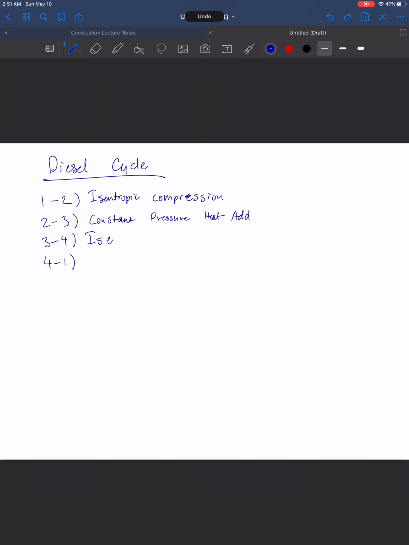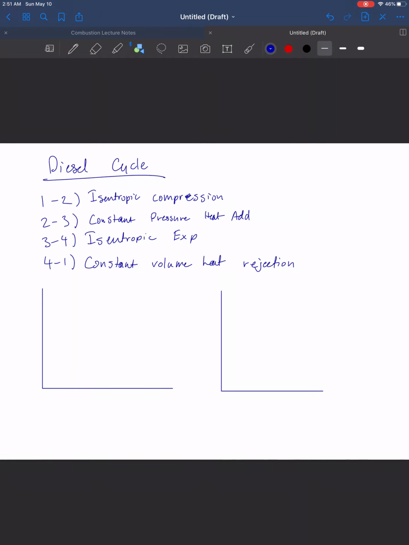Now, I'm going to try and maybe just write some shorthand stuff here just to speed it up. Isentropic expansion, right? 4 to 1 is going to be our constant volume heat rejection. Now, we're going to have a few graphs that we end up drawing here, right? You might have a PV graph or a TS graph, right? So I'm just going to go ahead and leave those like that. Now, what do we end up having, right?